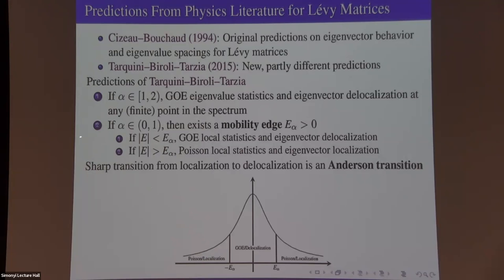And I think the issue here is that the mobility edge, if I look at finite n, is actually not so sharp. As n tends to infinity, you believe it should be sharp. But for finite n, it should probably decay like some power of n, maybe even like inverse log n. So if I try to run numerics on this, it doesn't look like a sharp transition.